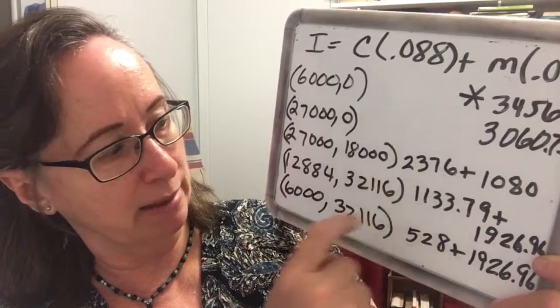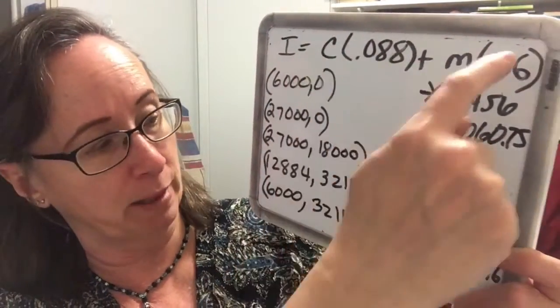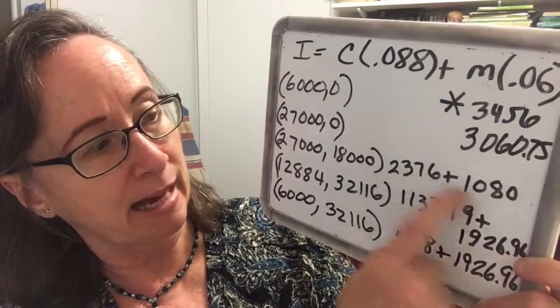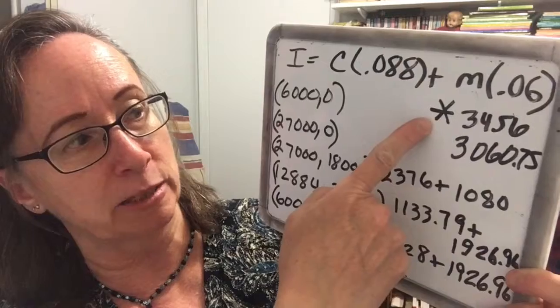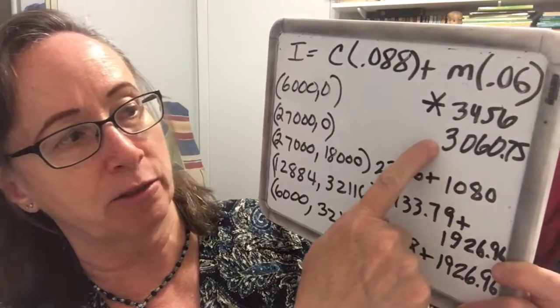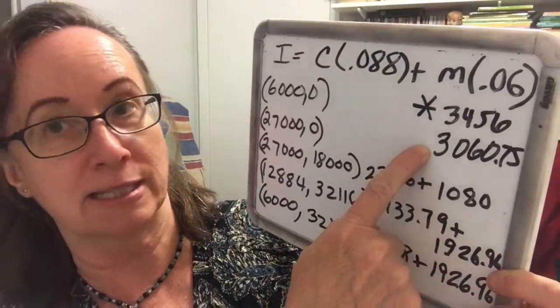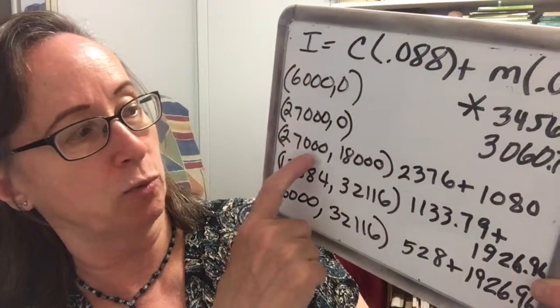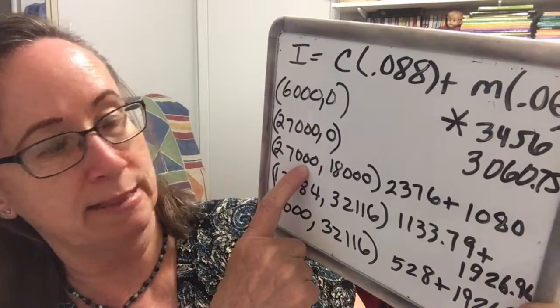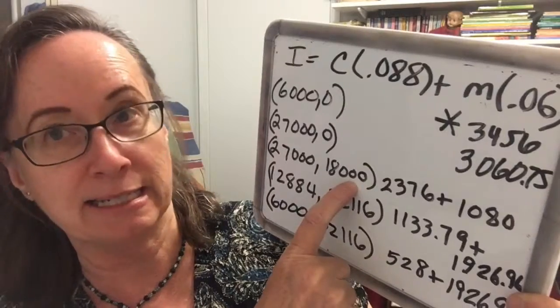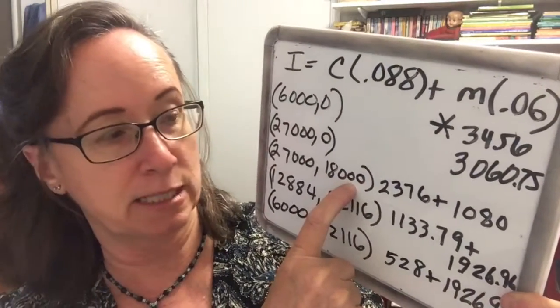And I just cranked them out using this formula, plugging them in for the C and the M. And I got this, which turned out to be 3,456. The second one turned out to be $3,060.75. So the winner was this one, which was 27,000 as corporate bonds and 18,000 as municipal bonds.